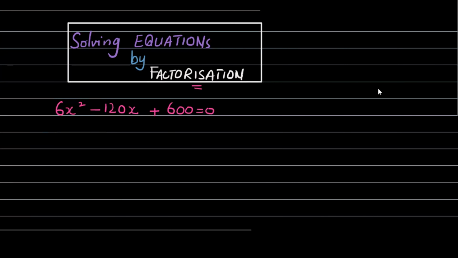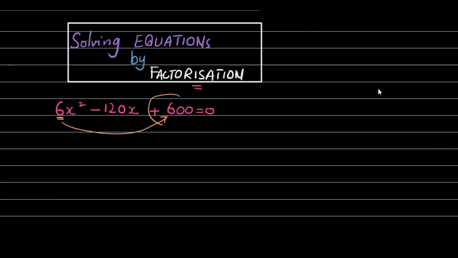How can we do a middle term breaking? As we know, the procedure is we have to take the coefficient of the squared variable, and that is 6. We have to multiply it with the constant, that is 600, and then we need to proceed. But stop at that step and think about it: can we take a common, or any number, like any common factor?